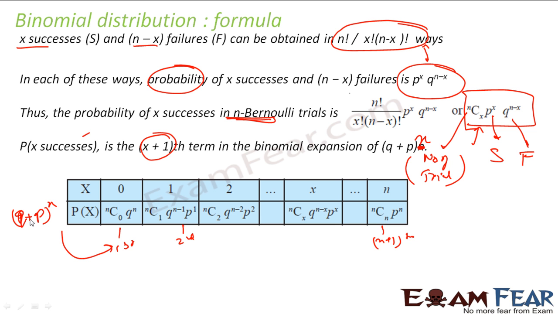correct? So it is q plus p to the power n. Please note, it's always q plus p to the power n by convention. It is not p plus q. So generally we do it this way, q plus p to the power n. So for 0 successes, it's all failures, right? So we get n failures. For 1 success, you have 1 success, 2 successes, 3. P to the power is always success, right? Because p stands for success and q stands for failure.